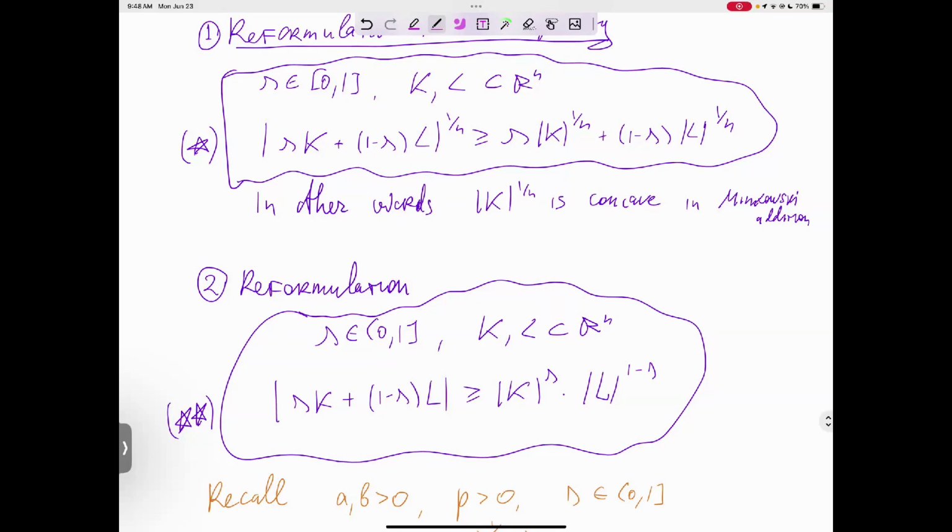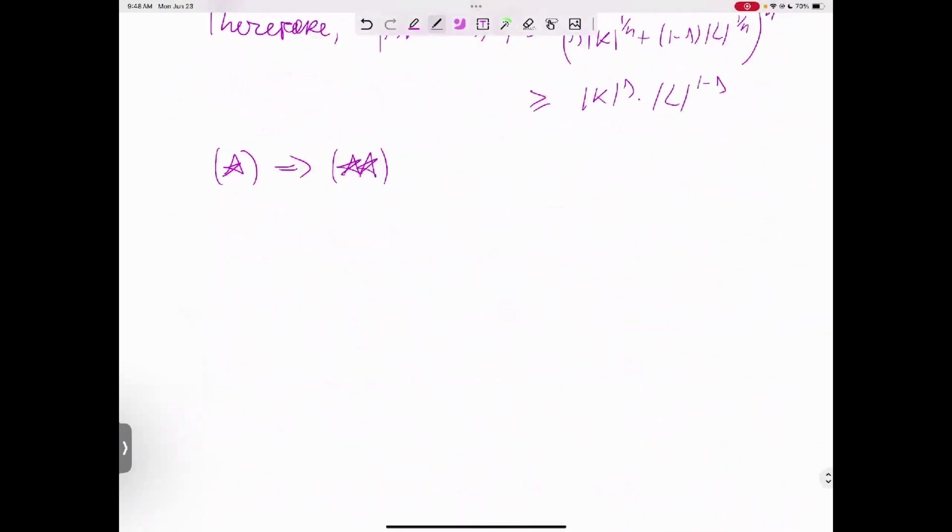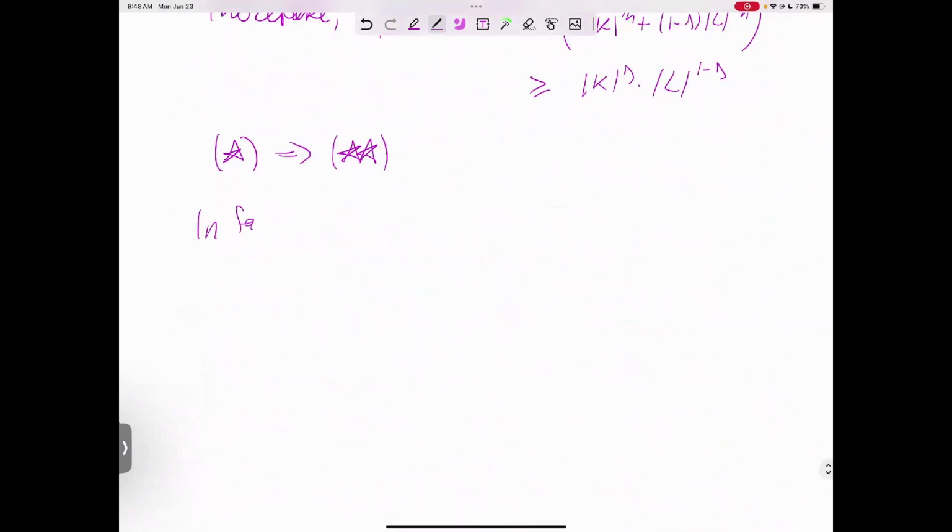However, I'm claiming that actually the two formulations are equivalent, and in fact, double star also implies one star in view of homogeneity of the volume. I will leave it as a homework, and I'm sure that you will discuss it with Stephanie.